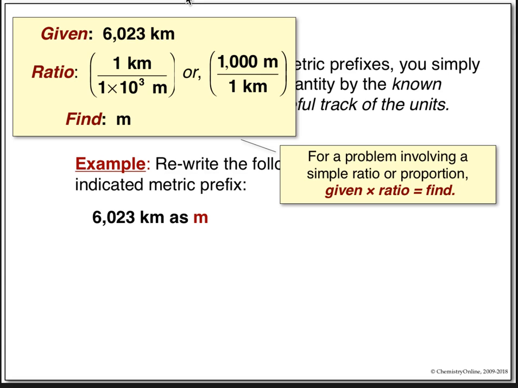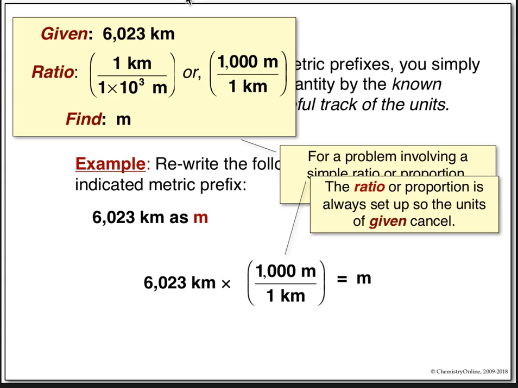So to solve the problem, you write your given. Ratio must have kilometers down below. And the reason for that, of course, is that mathematically, these will cancel. So, you're to the point where you do the math. Pull out your calculator, 6,023 times 1,000, 6.023 times 10 to the 6th.